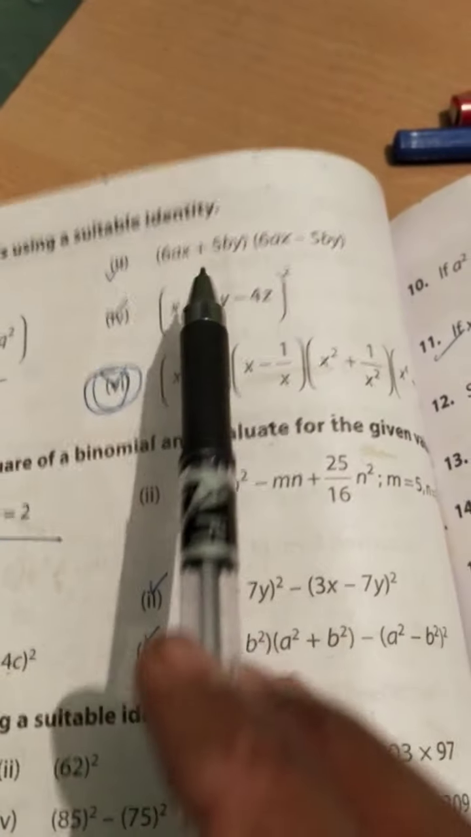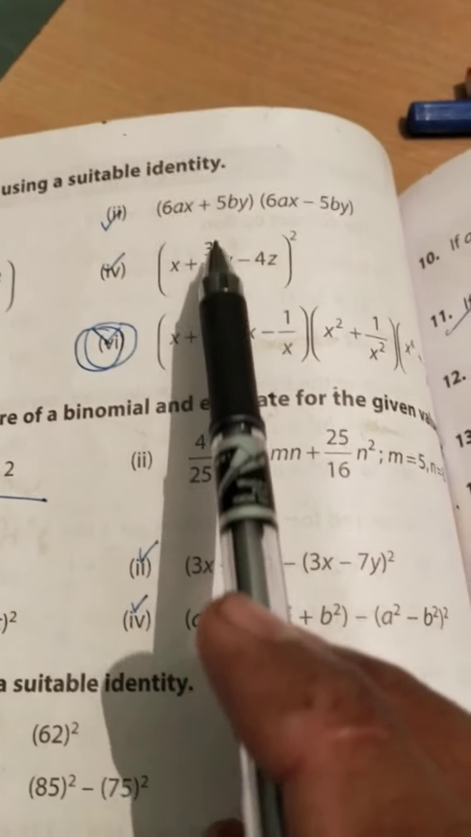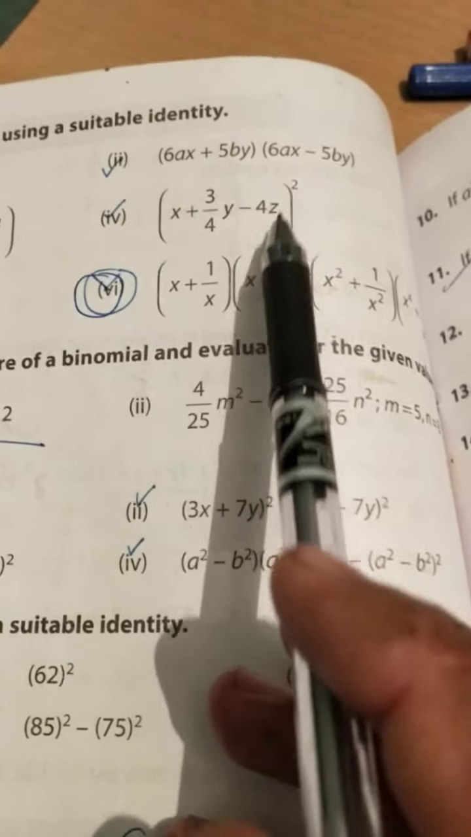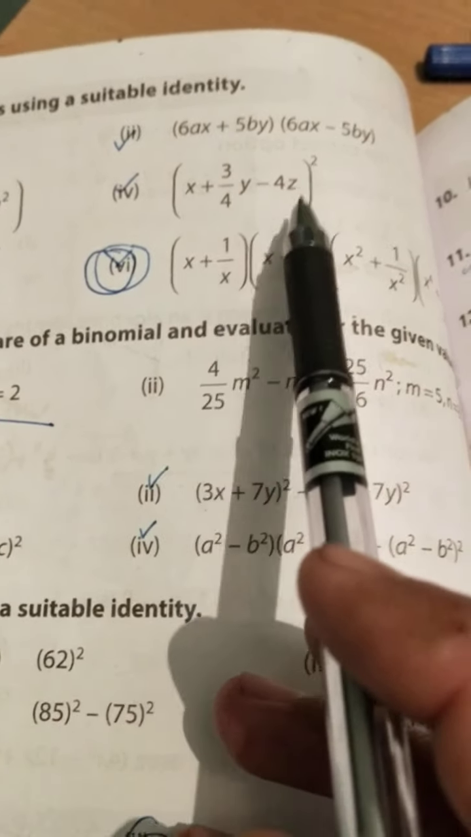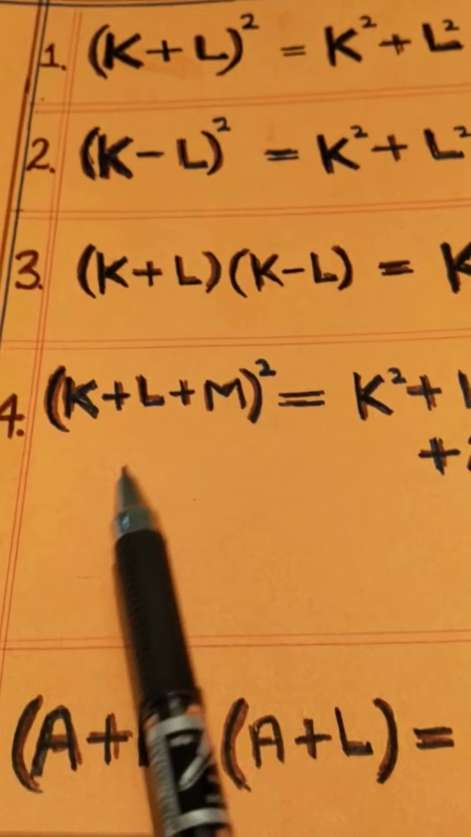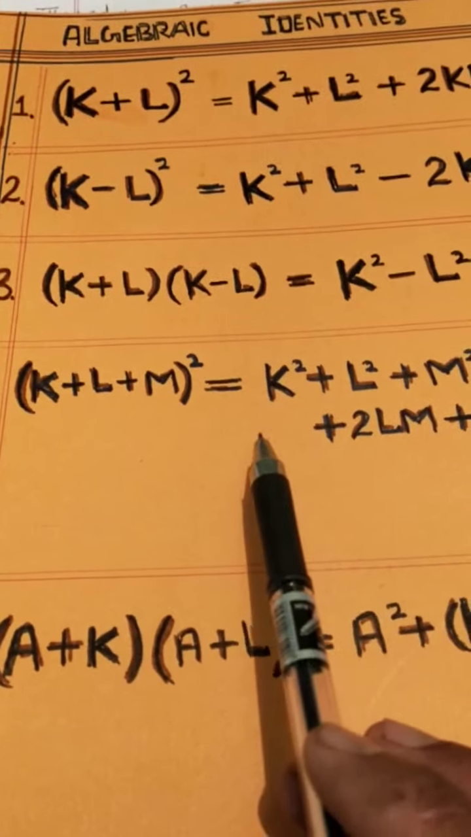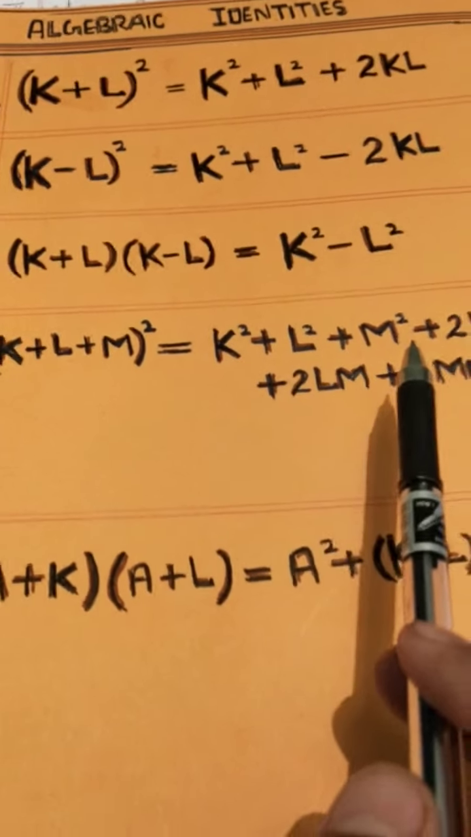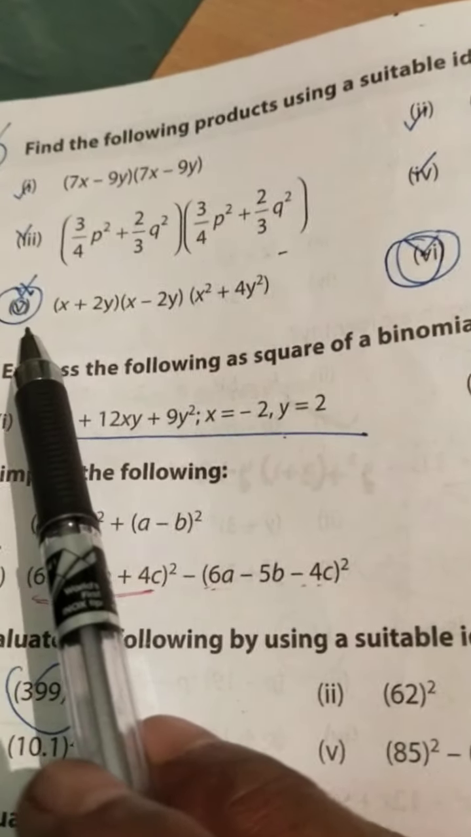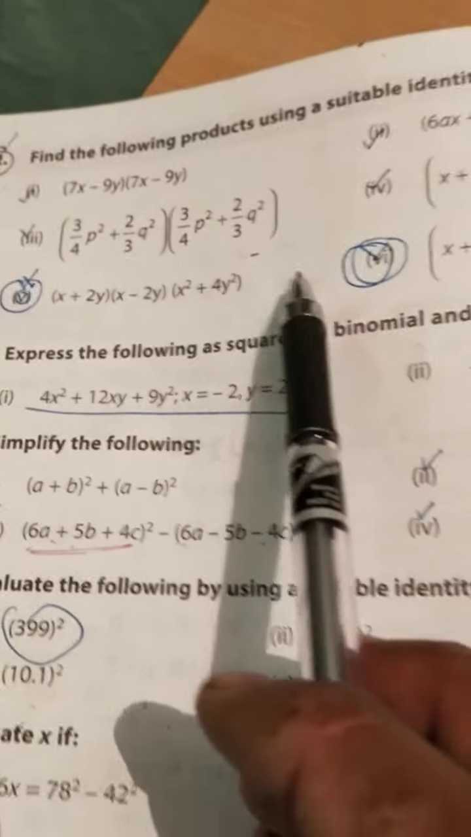And the fourth part: x plus 3 upon 4y minus 4z whole square. This is very simple. Identity number fourth, a plus b plus c whole square. K plus l plus m whole square is k square plus l square plus m square plus 2kl plus 2lm plus 2mk. Identity fourth. Now I go for question number 6th and 7th.